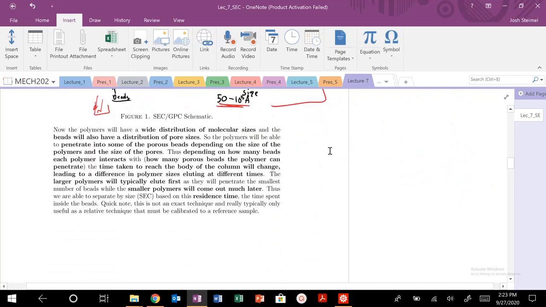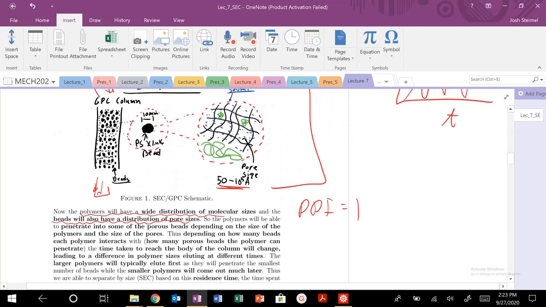So let's think, we know that polymers will typically have a wide distribution of molecular sizes. So PDI equal to 1, you should be a little bit suspicious of that. But we also know that our pores, our beads, have some distribution of pore sizes. So as you can see in this diagram here, I'm going to have some large, high molecular weight polymers, and I'm going to have some small, low molecular weight polymers. So depending on the size of the polymer, some polymers, like this big polymer, are not going to be able to fit into this pore and interact with that bead.